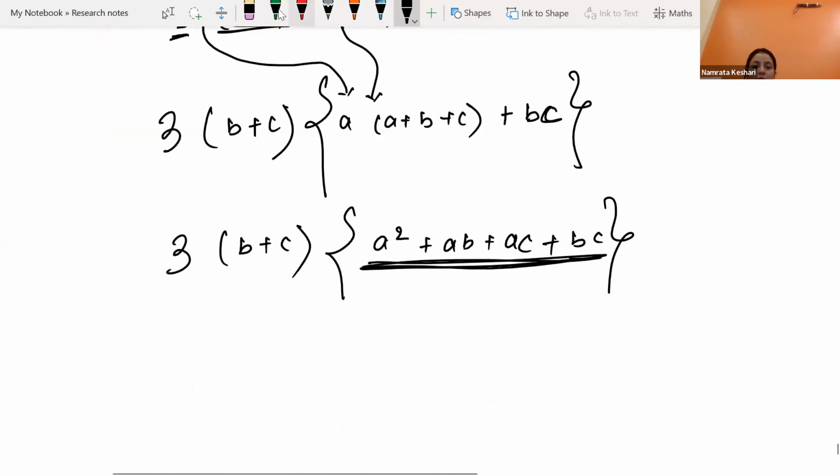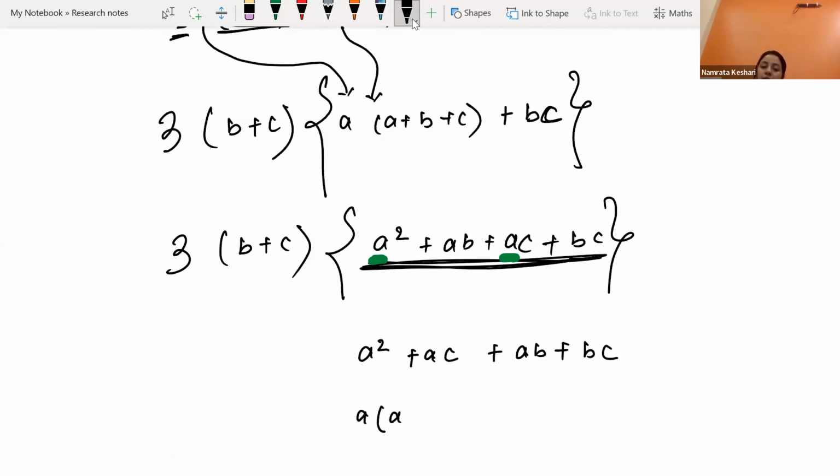So let's think about it. This a square we can take with ac maybe. Okay, a square and ac, if we will take together, and ab and bc, if we will take together, will it help? So from here we can take out a common and we'll be left with a plus c. From these two we can take out b common and we'll be left with a plus c. Oh yeah, we are done.